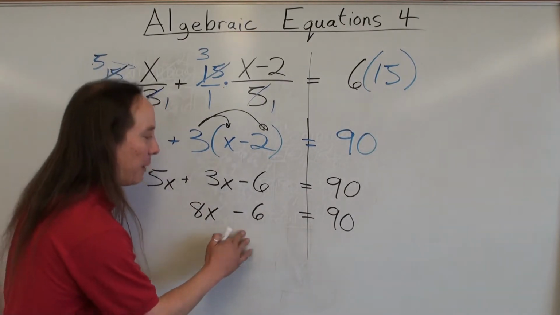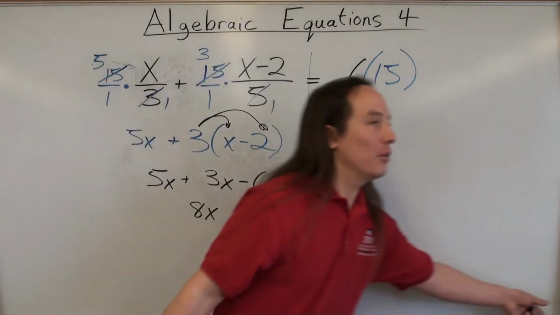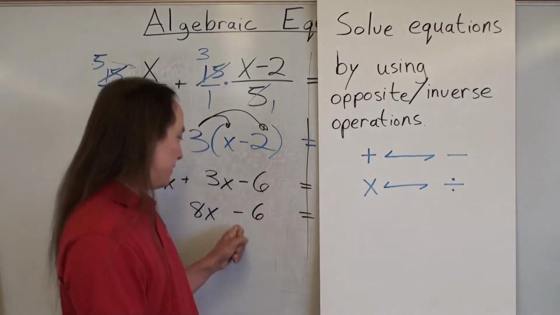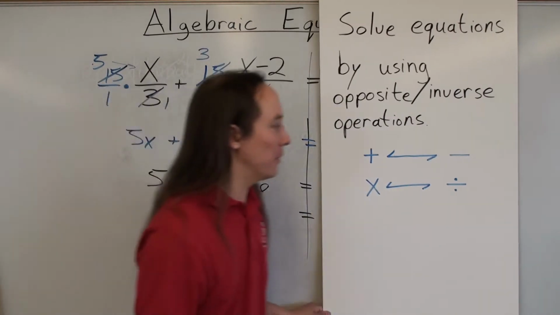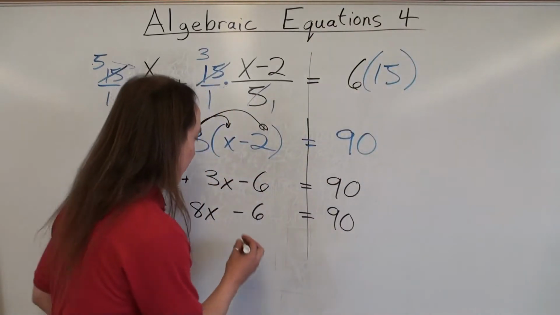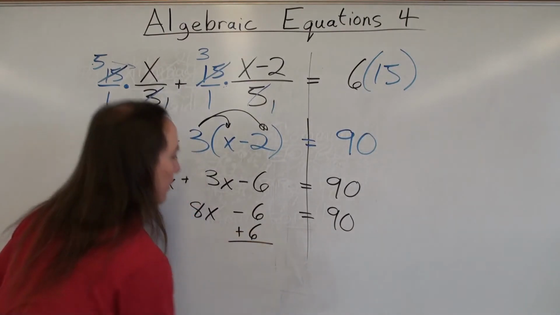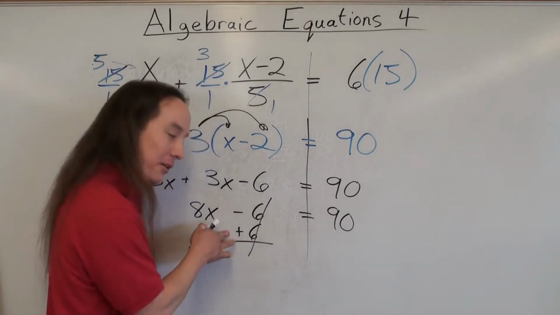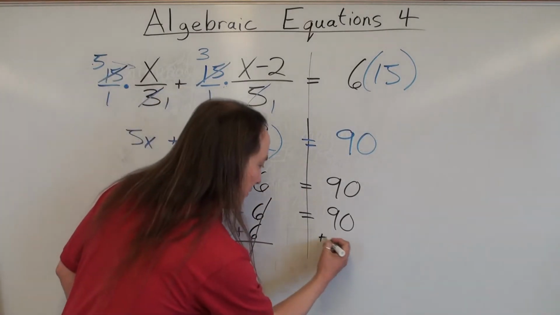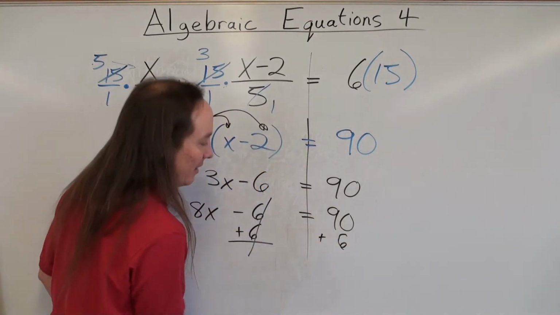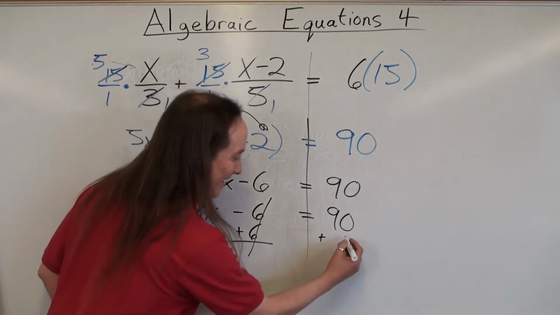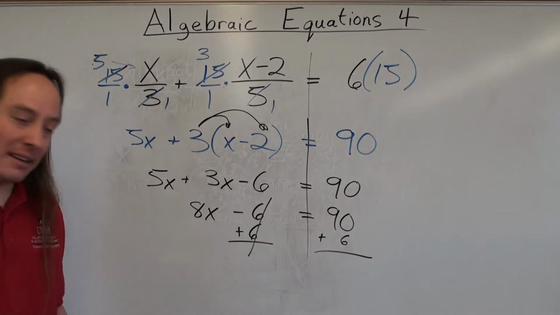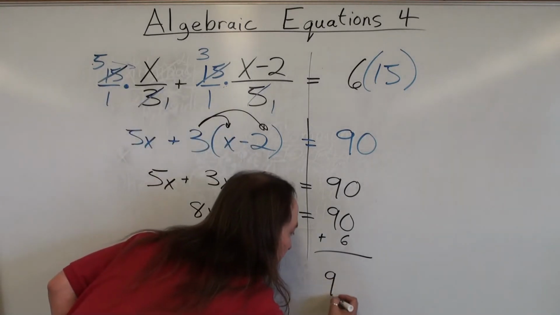Okay, so we're going to add. Remember, opposite operations, right? We're grouping still, so grouping is going to be an addition or subtraction. And if it's a subtraction, if it's a negative here, we're going to add. We're going to do the inverse operation. So, add 6 over here, that will basically give me 0. But when I do it over here, I got to do it over there. Sorry, 6. All right. So, 90 plus 6 is 96.